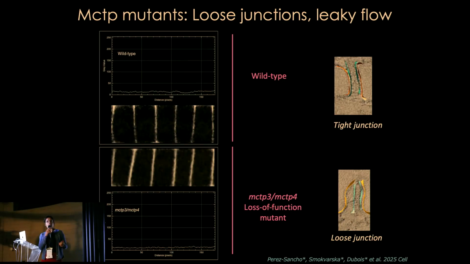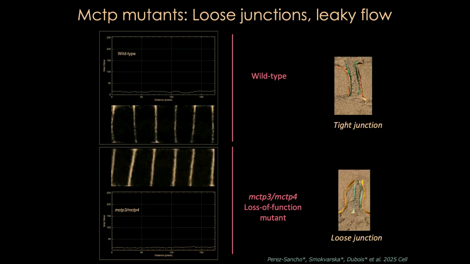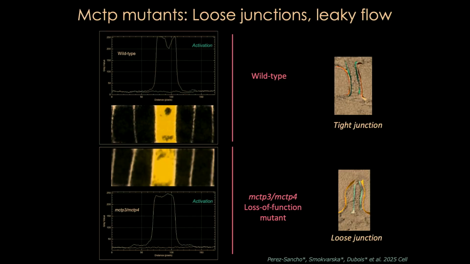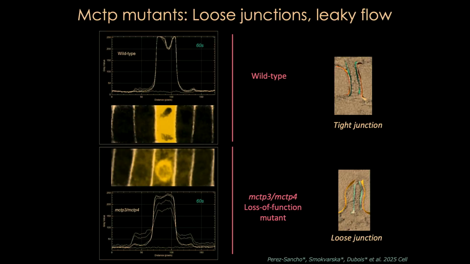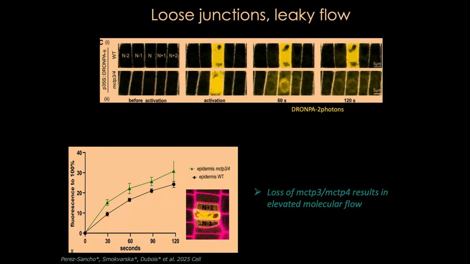And so we ask what happened in wild type, where you have rather tight junctions, compared to the mutant, where the junctions are loose. And what we could immediately see is that the molecular flow between cells is more leaky in the mutant background. This is something that we can quantify. We measure the fluorescence over time into the neighboring cells. And you can see that in the mutant, they get fluorescence much more rapidly than in the wild type.